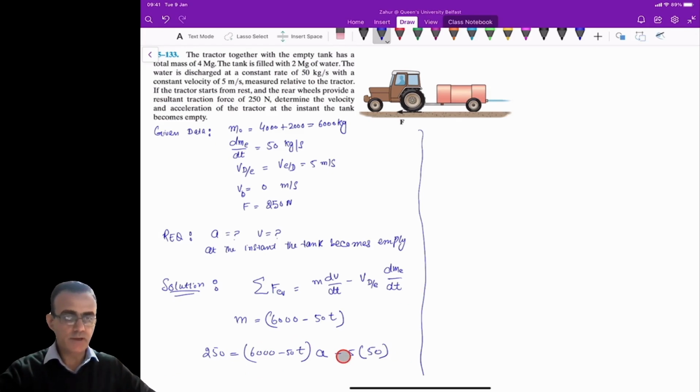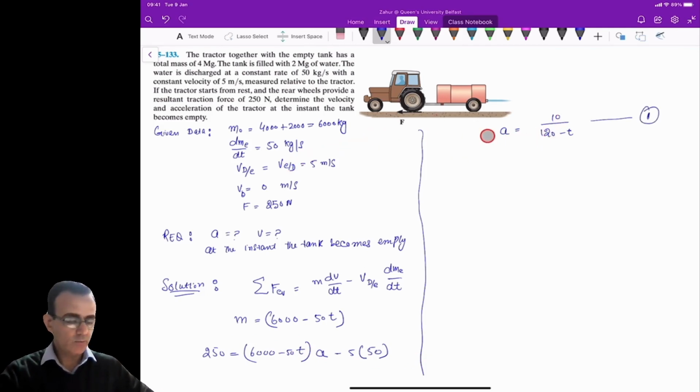So now we can simplify this equation. From here we can calculate a, which will become equal to 10 divided by 120 minus t. So this is our acceleration, which you get by simplifying this equation. So this is the equation of the acceleration in terms of time, and we can call this equation 1.